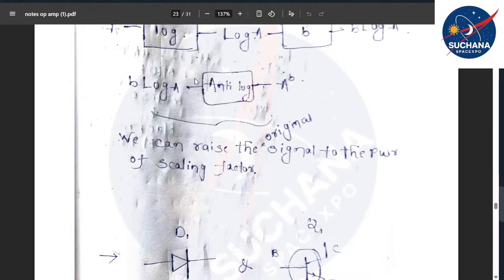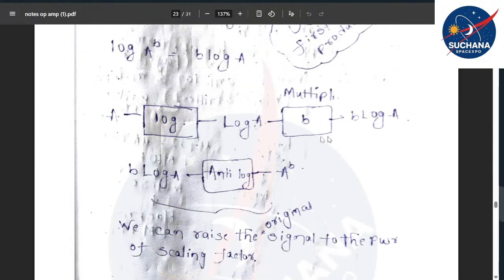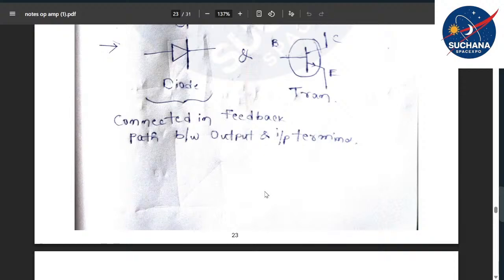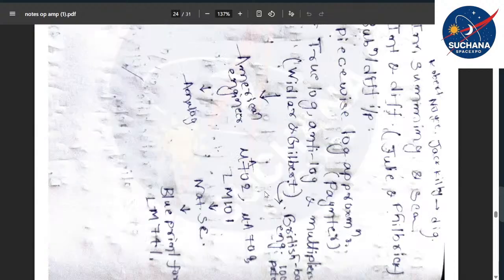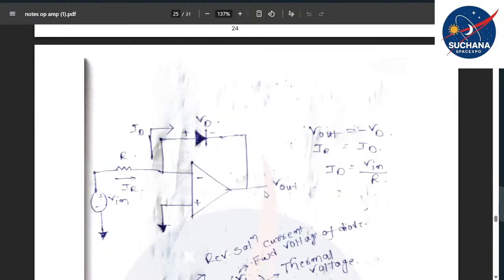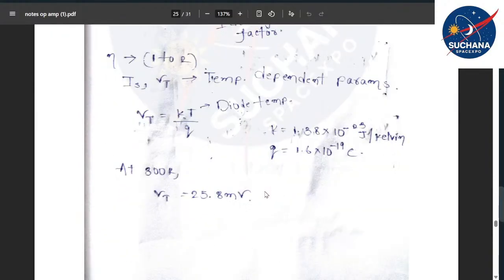So this is the block diagram for the logarithmic function, how to do logarithmic operations with the help of an op-amp. We are not going into detail because the derivation is complicated, but still I will try to give you a basic overview.